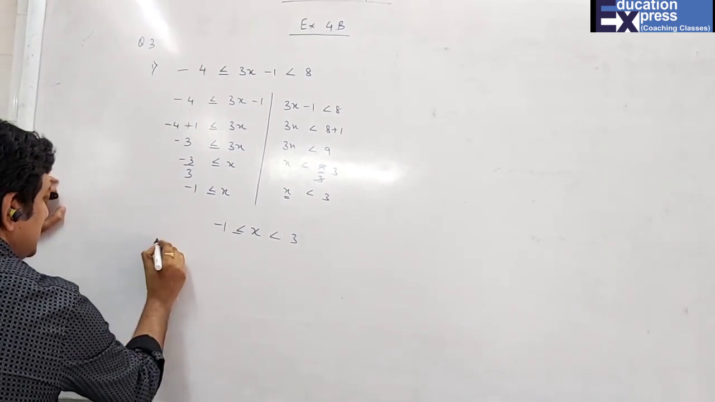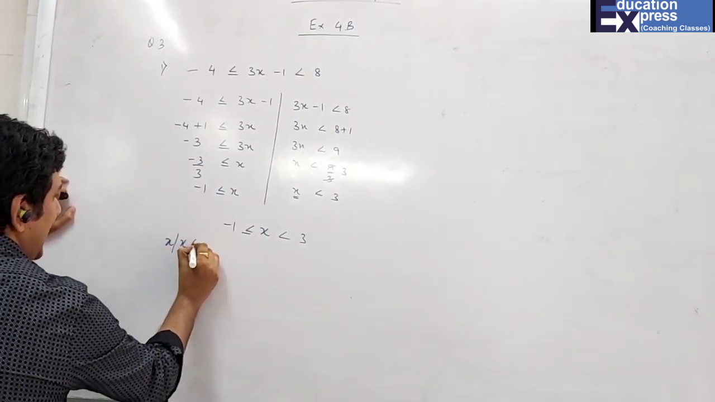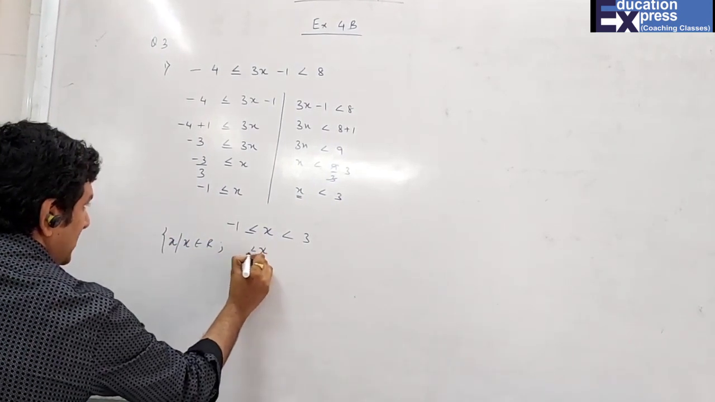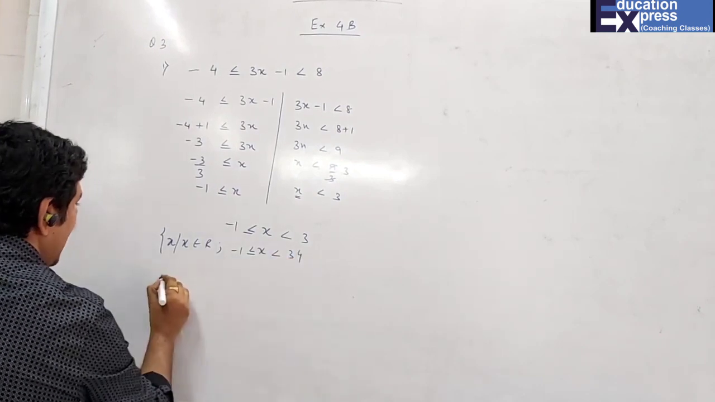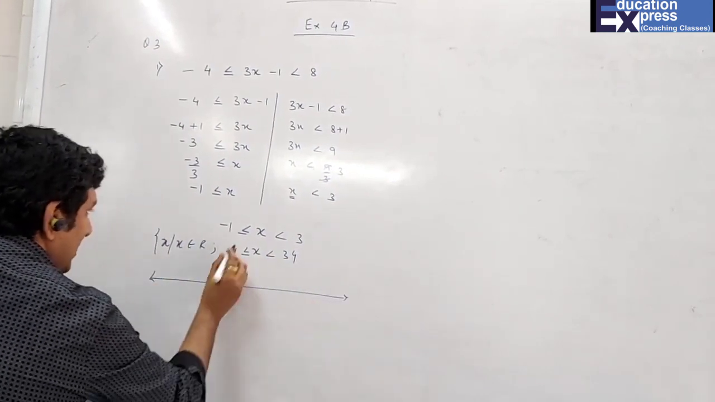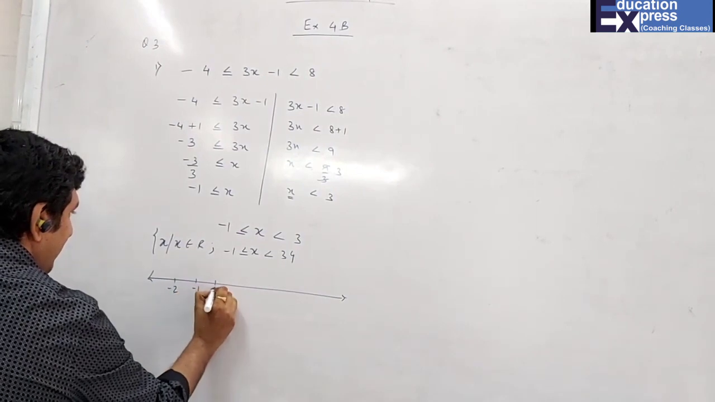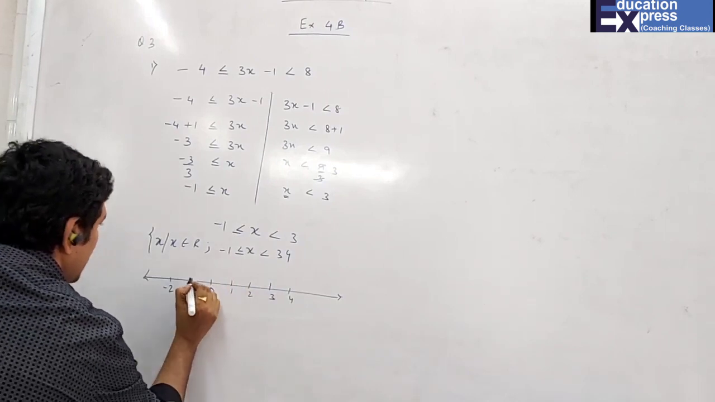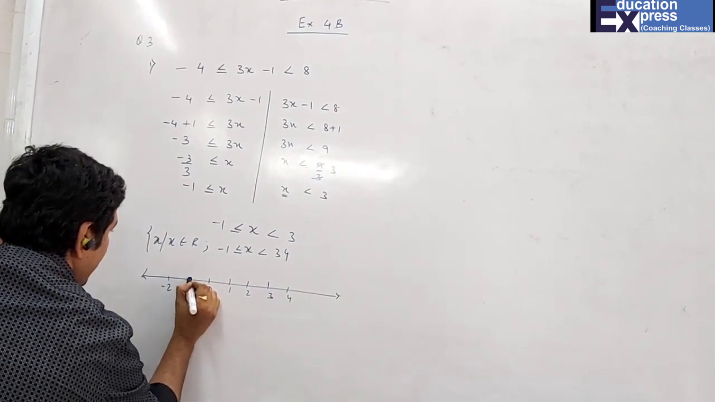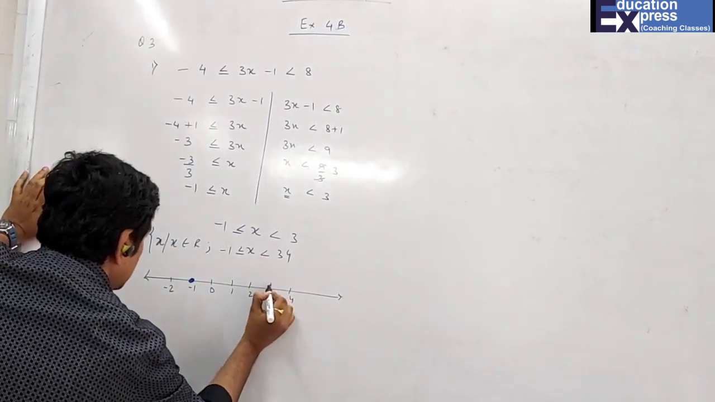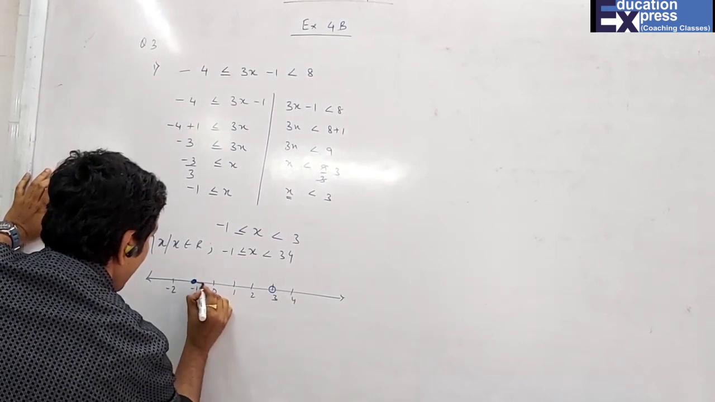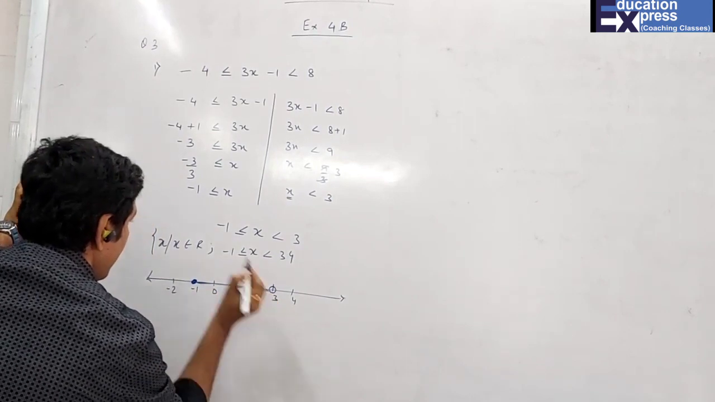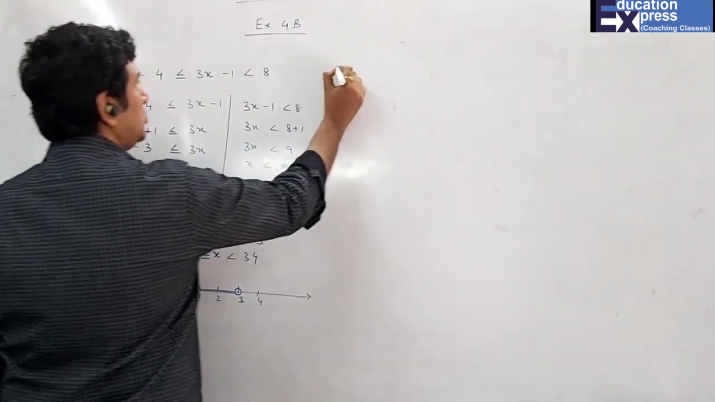First of all, how will we represent it in the set builder form? X such that x belongs to real numbers and x is more than equal to minus 1, less than 3. And the same thing on the number line. Minus 2 shall start. So minus 1 is included, 3 is not included, and then done.